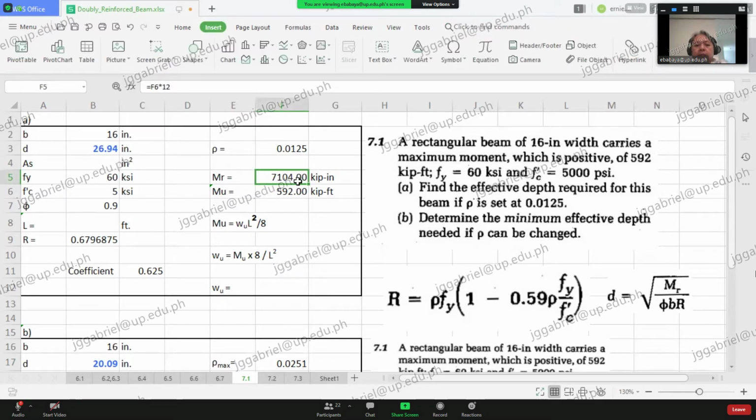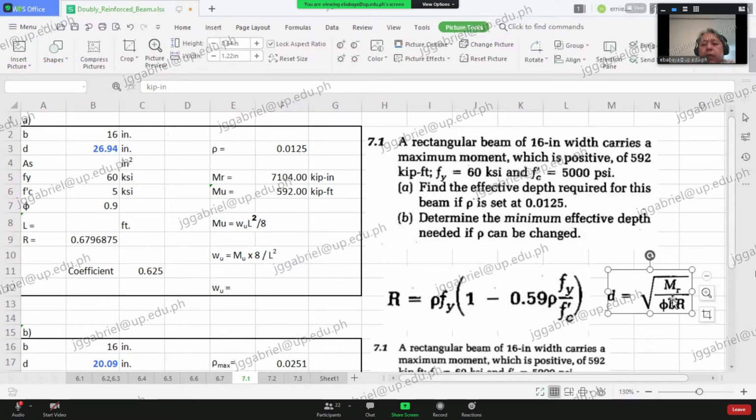So we multiply Mu by 12, from kip-foot to kip-inch. So it's 7,104. Now, from this formula, we have to get your R.